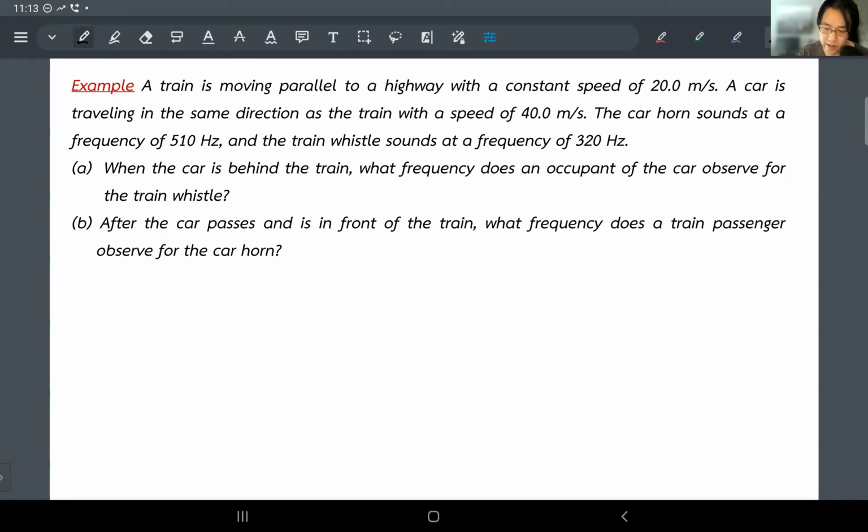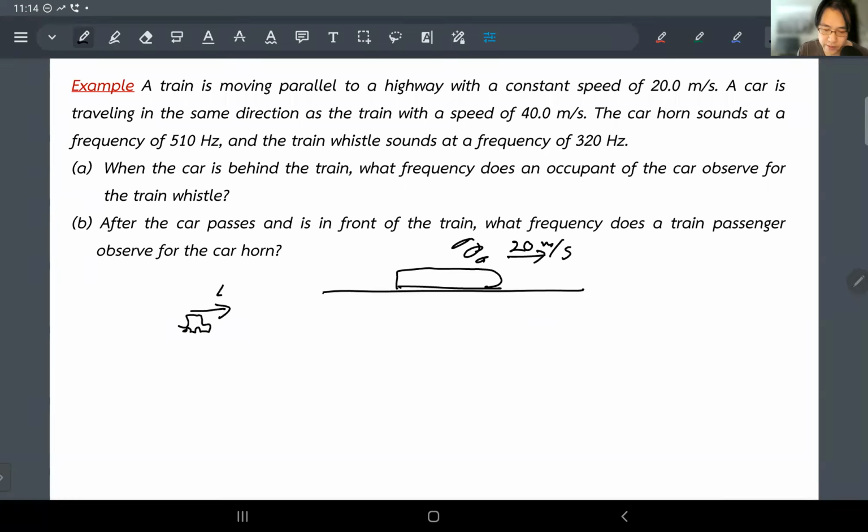A car is traveling in the same direction. Okay, now you have a train traveling. There is 20 meters per second. Now a car is traveling in the same direction, 40 meters per second. Now the car horn sounds at a frequency of 510 hertz. So the car honks the horn, beep beep, and that is 510 hertz.